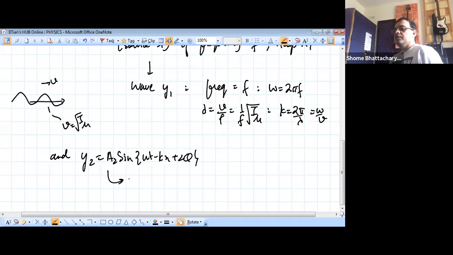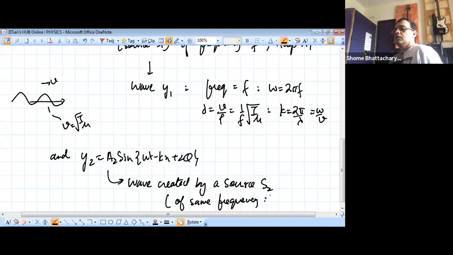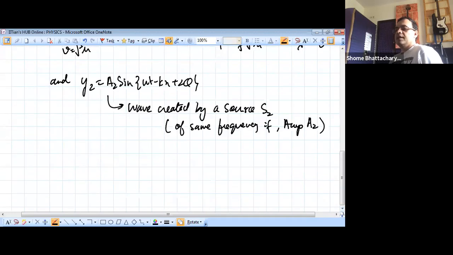So this is the wave created by a second source, S2, which is having the same frequency, identical frequency. That is the necessary condition, f. And amplitude may or may not be the same. So we have taken the general case of amplitude A2. So naturally if the frequency is the same, lambda will be the same, 1 by f square root T by mu. And that's why k will also automatically be the same.